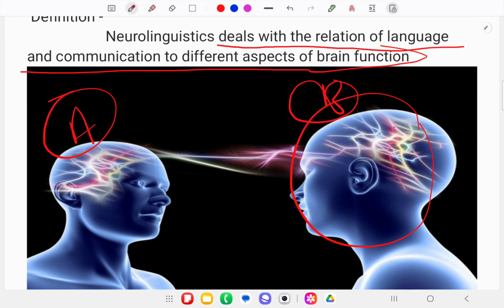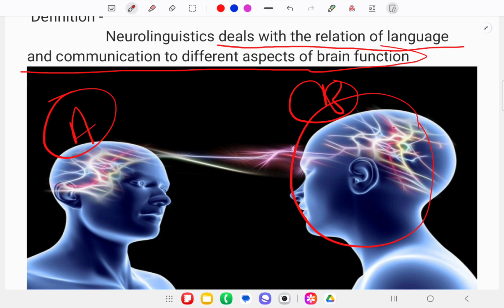So when we talk about neurolinguistics, it deals with the study of the neural mechanisms in the human brain, in the sense of what mechanisms are involved during the processing of our language in the human brain. We study all these processes and mechanisms under neurolinguistics.